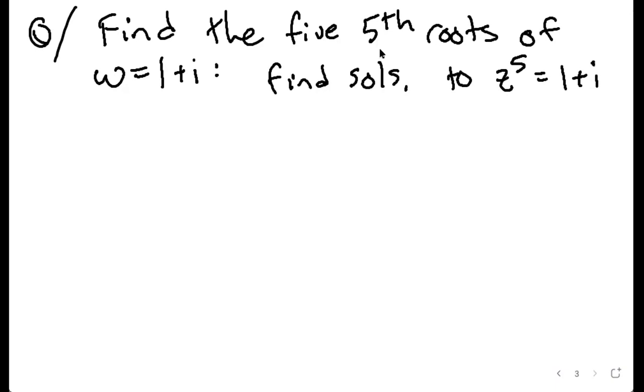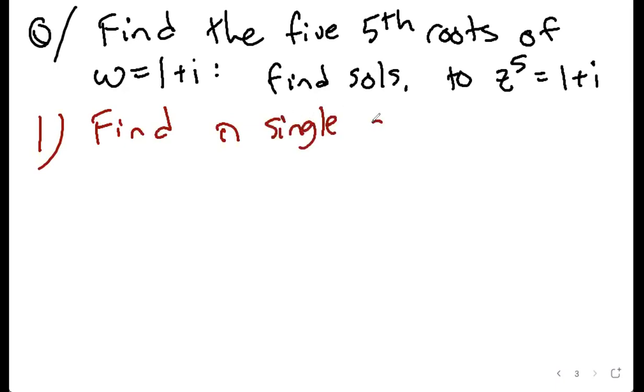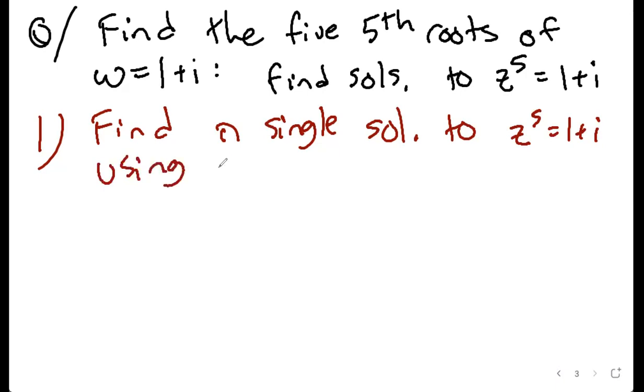These 2 formulations of the problem are exactly interchangeable. So how do we go about doing this? It's going to be a couple-step process. Here's going to be my procedure, my mechanism for doing this. So step 1 is going to be find a single solution to z to the 5th is equal to 1 plus i. Find a single root of it. So there will be 4 that we won't find, but find one of them using exponential form. So what do I mean by this?